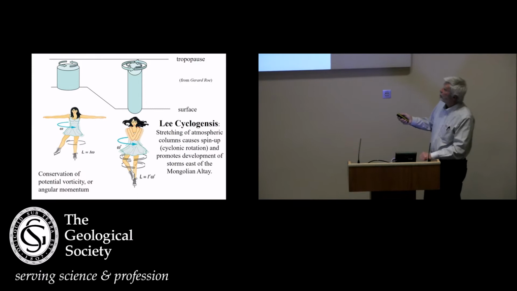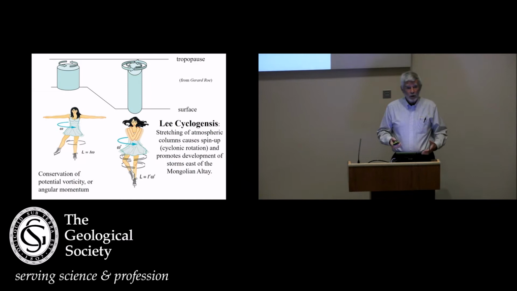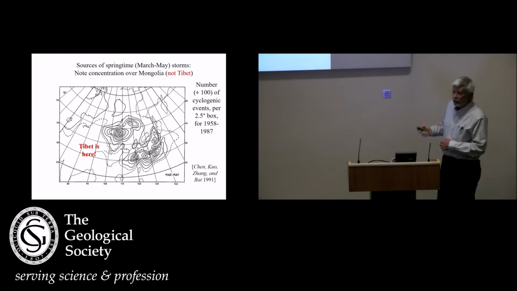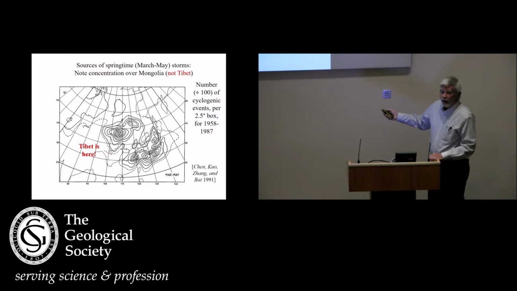So when you come over the top of the mountains in Mongolia, you get lee cyclogenesis, you get strong winds because you speed up, and you can then spin off very strong winds to lift the dust up into the air. If you look at where storms are seeded in this part of the world in that time of the year, March to May, up in here, they're seeded up here in Mongolia. Some are seeded down in here coming off the jet stream that's coming around Tibet. But Tibet is way over here. So Tibet doesn't play an obvious role at all in these storms, though I'm not finished quite yet.